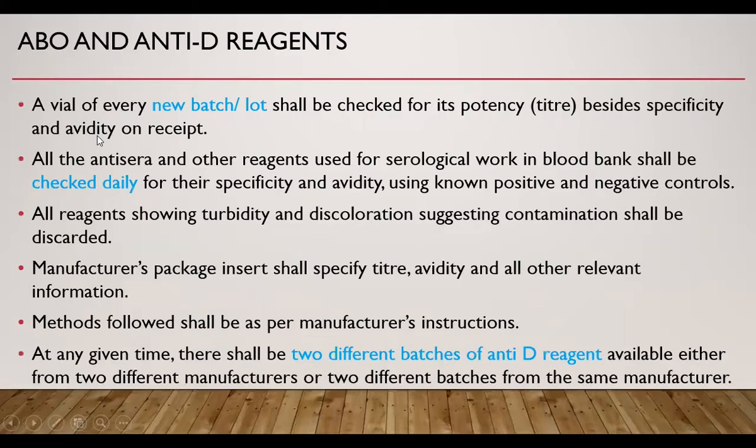Then about ABO and NTD reagents, a vial of every new batch or lot shall be checked for titer. All anti-sera and other reagents used for serological work in blood banks shall be checked daily for specificity and avidity. All reagents showing turbidity and discoloration should be discarded. The manufacturer's package insert shall specify titers, avidity and all the relevant information. Methods followed shall be as per the manufacturer's instructions. At any given time, there shall be two different batches of anti-D reagent available, either from two different manufacturers or two different batches from the same manufacturer.